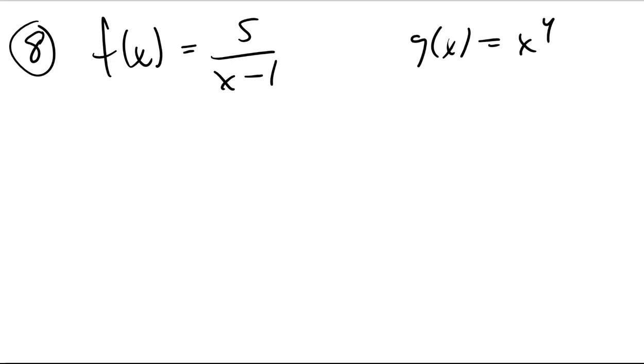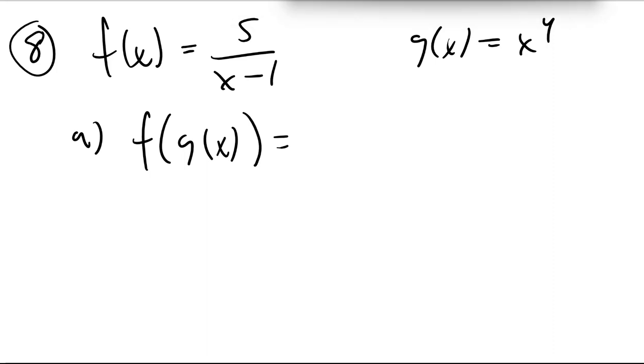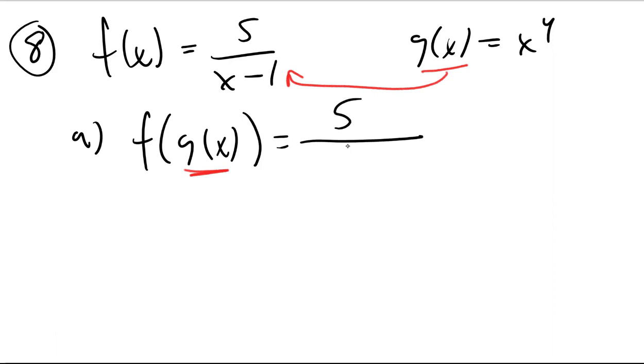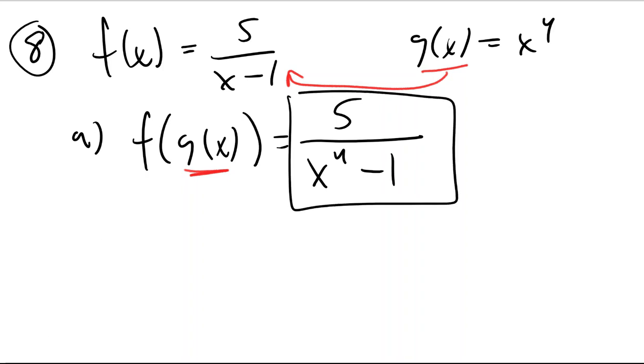Okay, question 8 gives us two functions, f of x and g of x. And part A wants us to find what f of g of x is. So just like the notation looks here, we're trying to plug g of x into f of x. So that would be 5 over x to the fourth minus 1. You okay with that for part A? Yes.